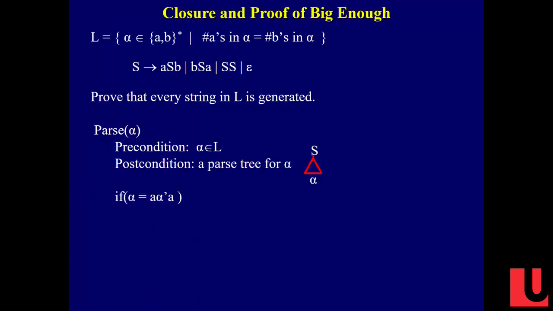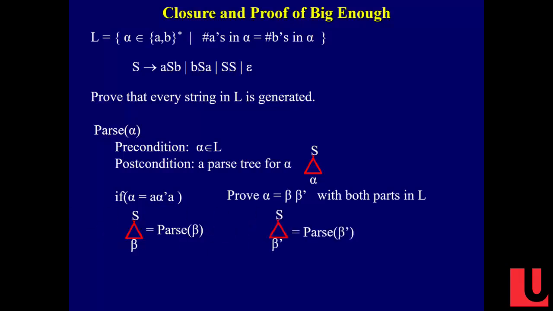All right, so now what happens if it begins with an A and ends with an A? We're going to prove in a minute that if it begins with an A and ends with an A, then alpha can be broken into two pieces, a beta and a beta prime. Both parts have the same number of A's and the same number of B's. So then we can recursively parse the first part and recursively parse the second part, just like we did here.